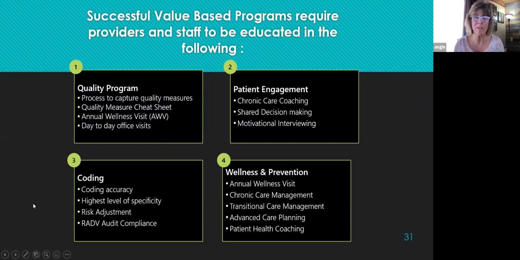All right, so successful value-based purchasing programs really require good education and understanding of what they are. Your quality programs, obviously your patient engagement, and it's not just patient engagement in satisfaction and doing a survey. It truly is your chronic care coaching. Motivational interviewing is huge. I highly encourage looking at other ways to engage our patients and really get out of them what their concerns are. Coding, and you're going to see coding here in a minute, and then wellness and prevention.